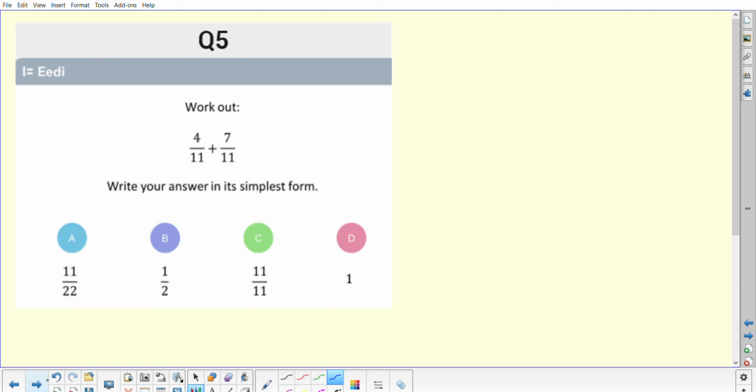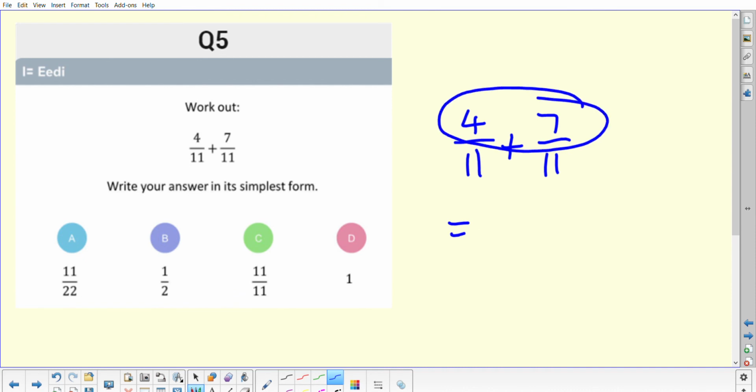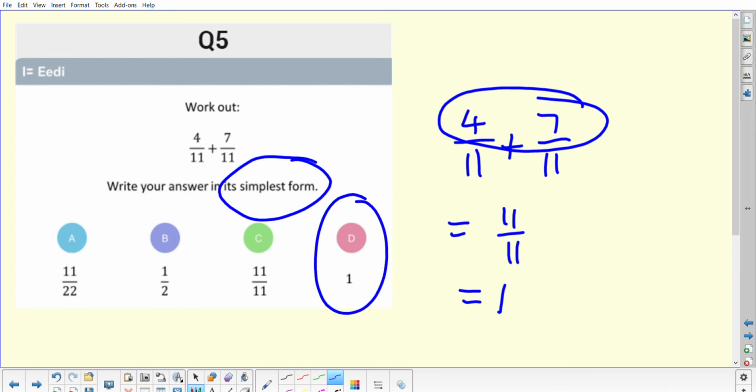For the last one, when you add, again you've got 11s as your base here, you are just adding the top numbers, so you end up with 11 pieces out of 11, and that basically means that you've got one whole piece there. When it talks about answer in its simplest form, you don't leave it in this top heavy form. So the answer that we would have been looking for there was D.